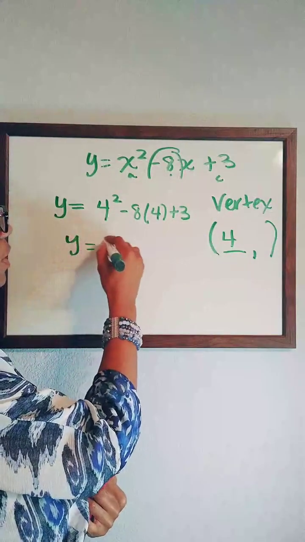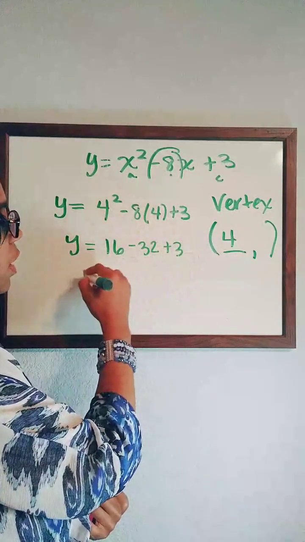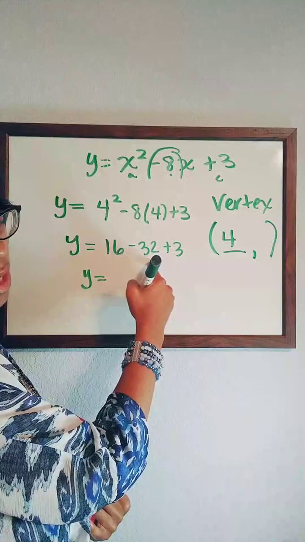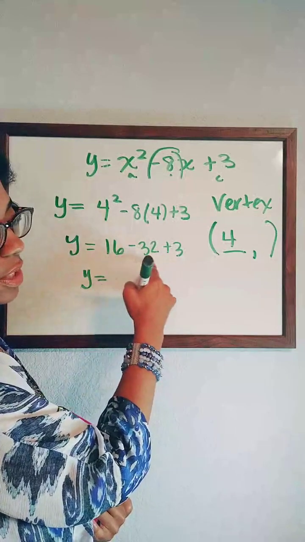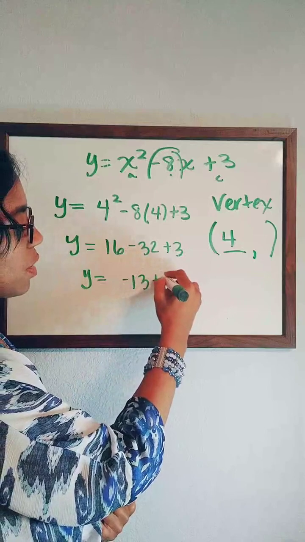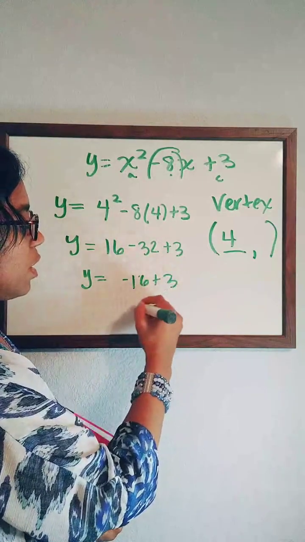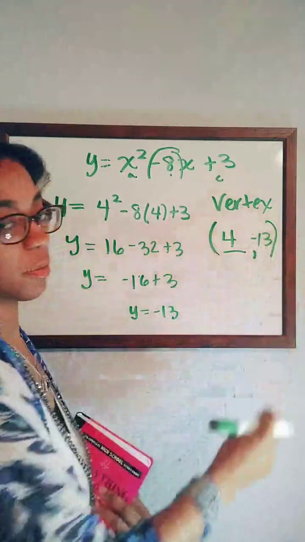So y is equal to 16 minus 32 plus 3. And then y is equal to 16 minus 32. Remember, this is when we do order of operations. We cannot do negative 32 plus 3. We have to do 16 minus 32 first, okay? So that's negative 16 plus 3. And then that's going to give me y is equal to negative 13. And that's the other part of my problem.